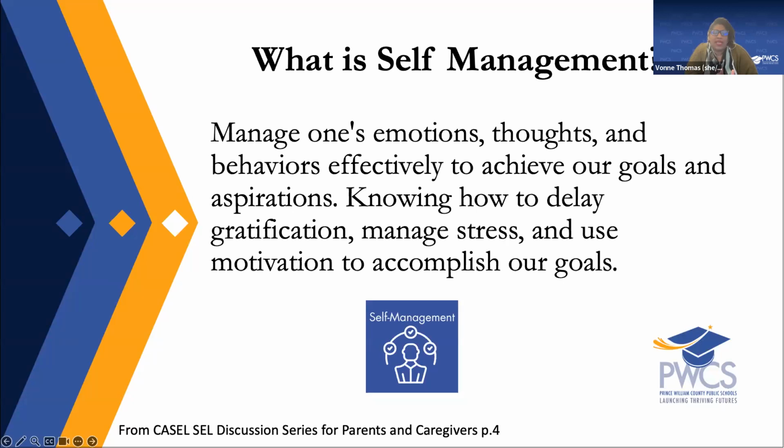So this includes capacities as to delay gratification, managing stress, and feeling motivation and agency to accomplish our personal and collective goals. So what does this look like in a student's life? Managing their emotions, identifying and using stress management strategies, exhibiting self-discipline and self-motivation, setting personal and collective goals, using planning and organizational skills, showing the courage to take initiative, and demonstrating their own personal and collective agency.